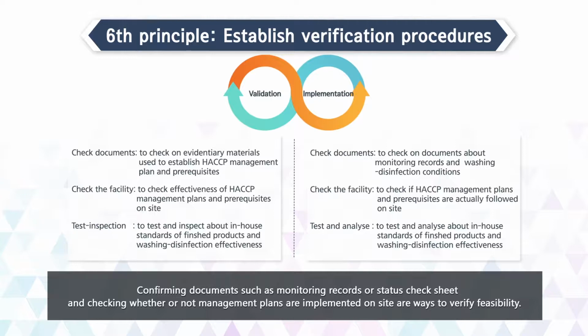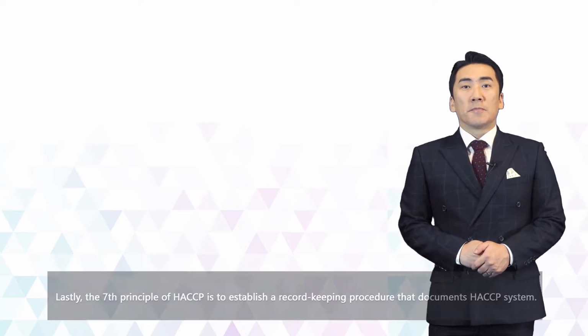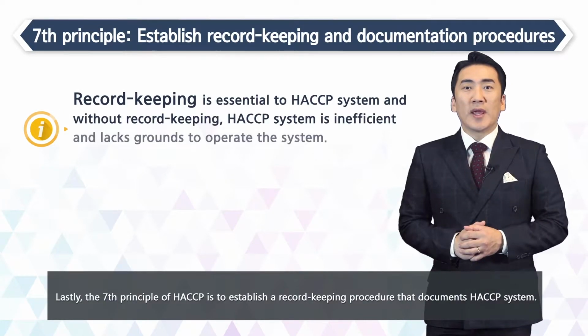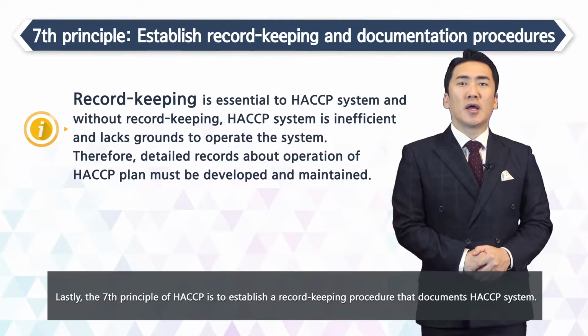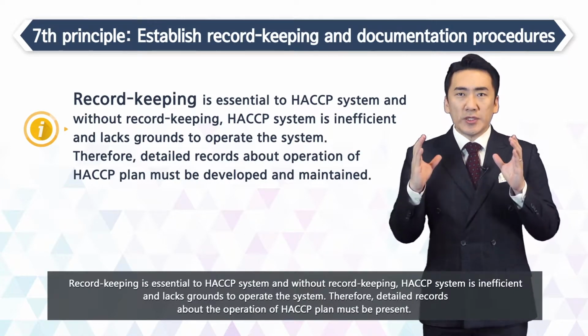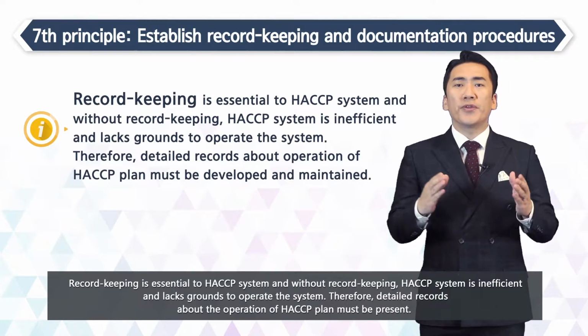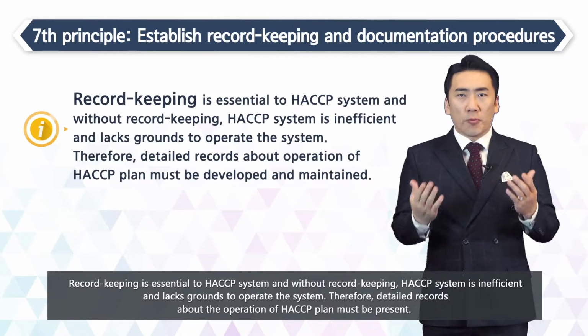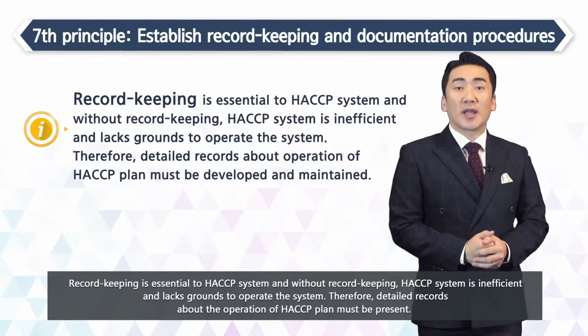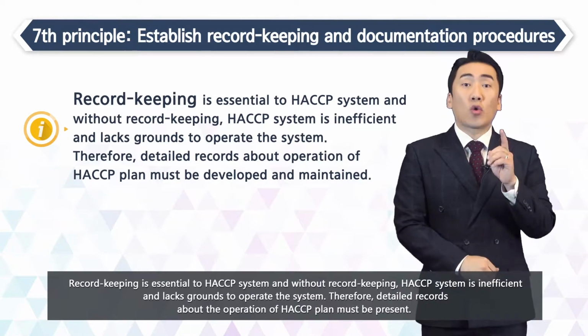Confirming documents, such as monitoring records or a status check sheet, and checking whether or not management plans are implemented on site are ways to verify feasibility. Lastly, the seventh principle of HACCP is to establish a record-keeping procedure that documents HACCP system. Record keeping is essential to HACCP system, and without record keeping, HACCP system is inefficient and lacks grounds to operate the system. Therefore, detailed records about the operation of HACCP plan must be present.